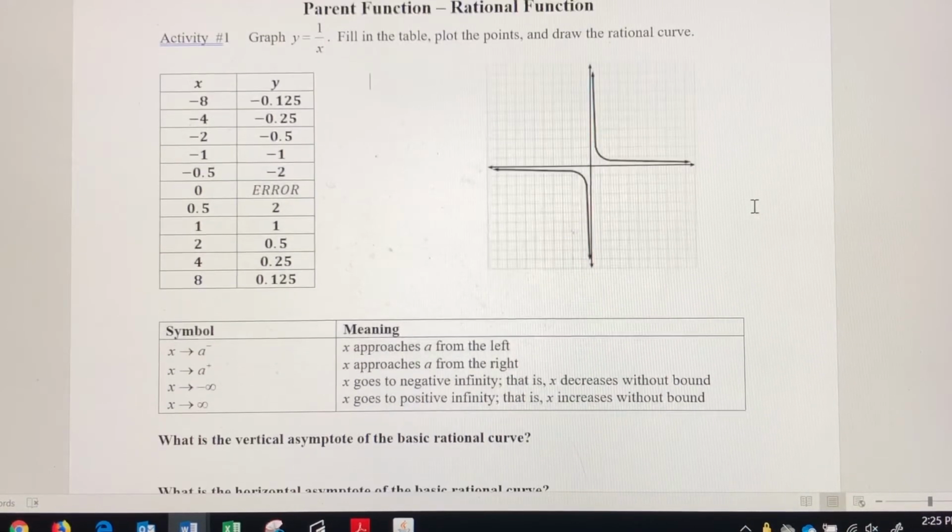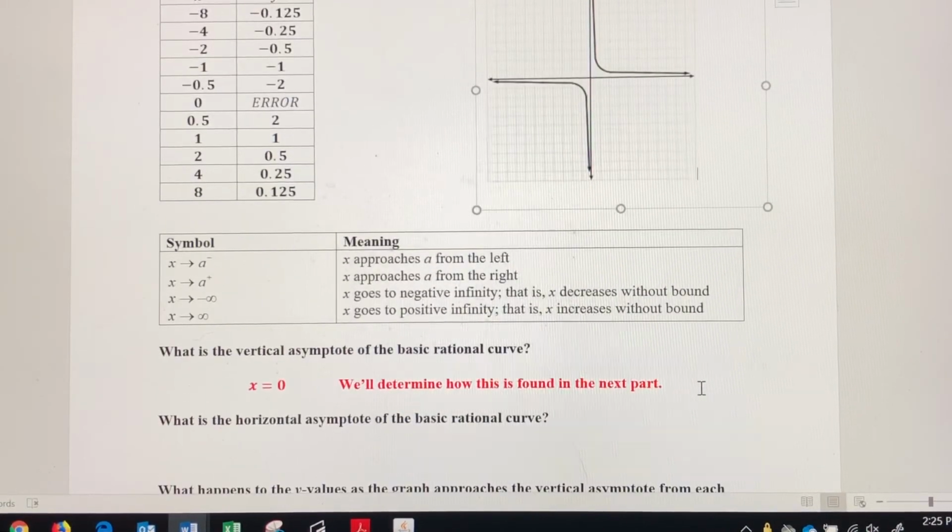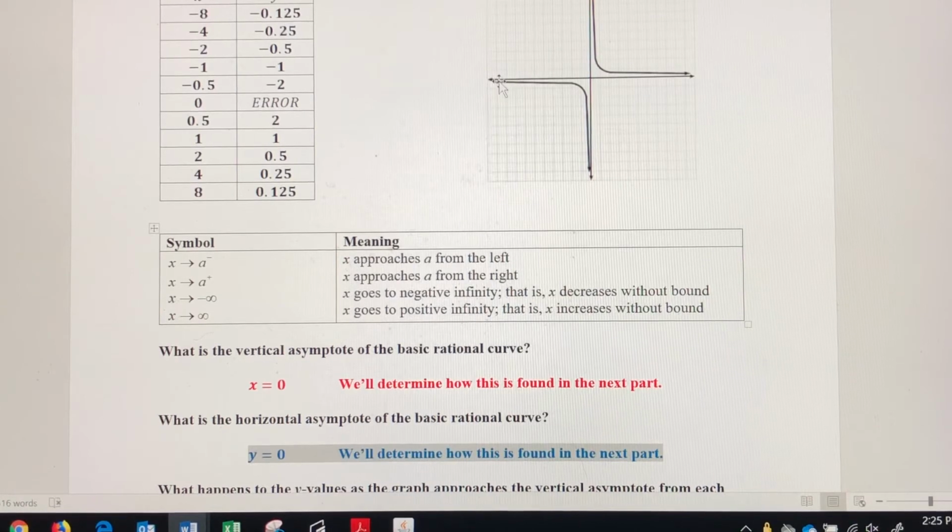So the vertical asymptote, I've already talked about what that is. The vertical asymptote is going to be the vertical line here at x equals 0. In the next video, I'll show you how that's calculated. The horizontal asymptote is the horizontal line here at y equals 0. The x-axis has an equation of y equals 0. Again, we'll find out how that's determined in the next video.